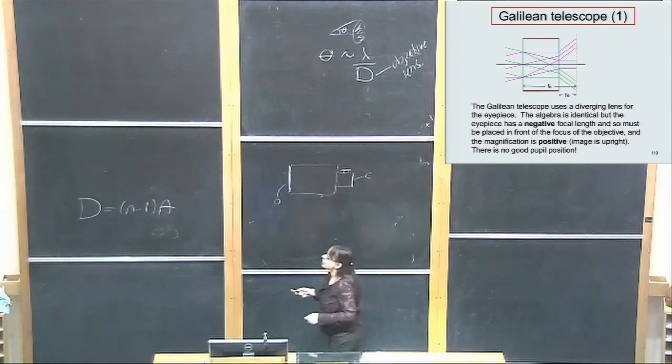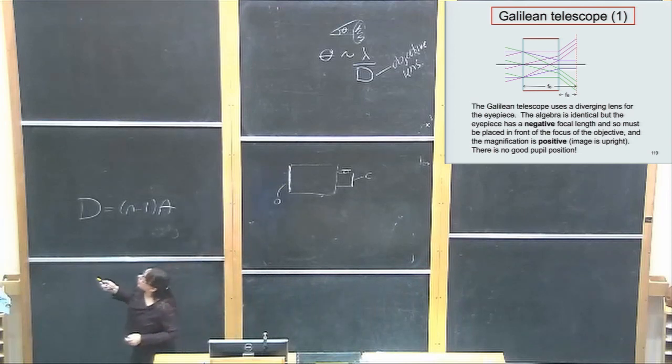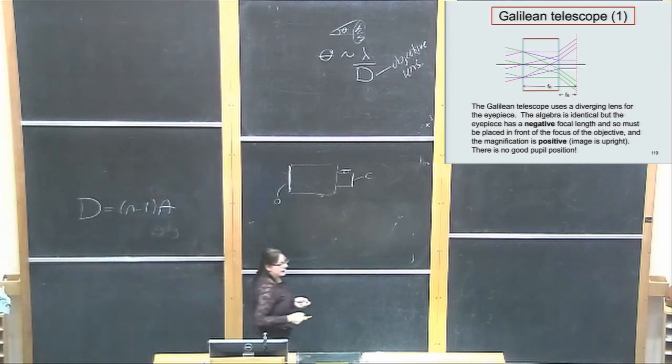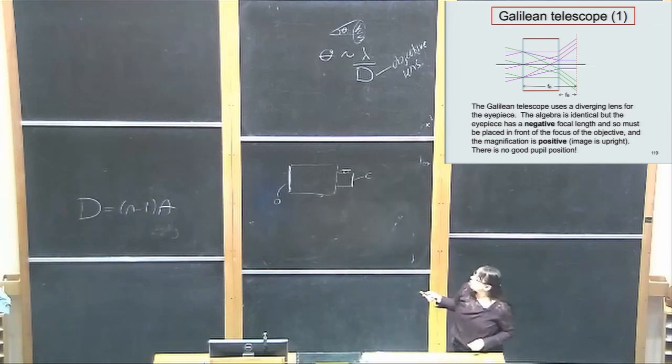So why is this good? What you'll see is that if you follow some of these rays, look at the purple ones, for example, you'll see that now the image is the right way up. It's not inverted anymore. So the rays coming from below are still coming from below when it reaches the eye.